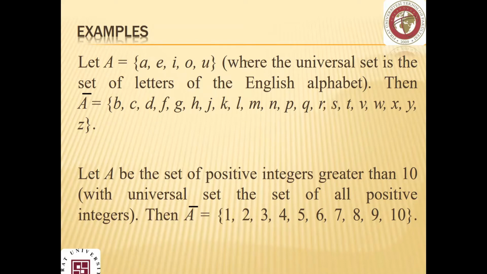You can count, list all of them except for these 5 letters. All right. Let's say A is defined by the set of positive integers greater than 10. That means 11, 12, 13, etc. until infinity. That's the universal set. If we take A bar, it's all other positive integers which are less than or equal to 10.